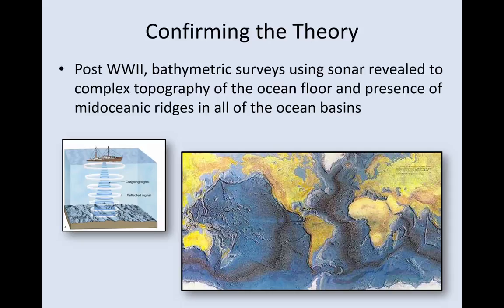It was only really after the Second World War, though, that we got a deeper look at what's going on under the seas. Surveys using sonar actually revealed that the seafloor has a pretty complex topography in it, most particularly the presence of mid-oceanic ridges in most of our major oceans. And that suggested that maybe there's something going on down at the junctions of these oceanic plates, or what we now realize are oceanic plates.